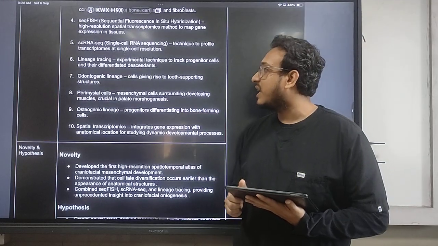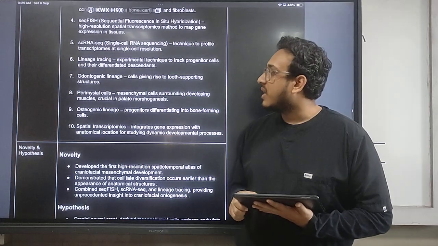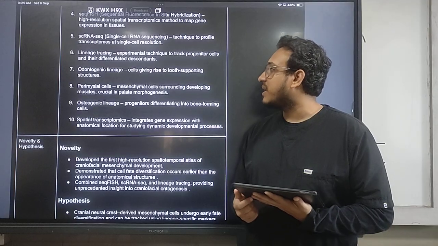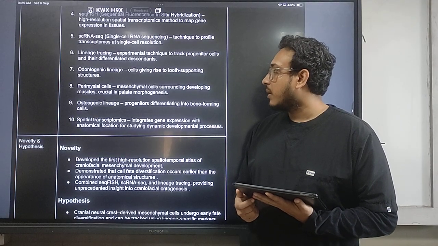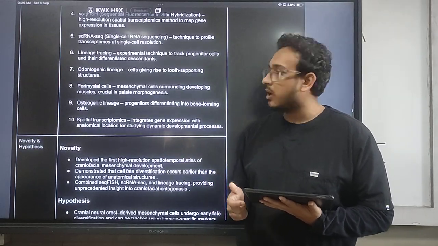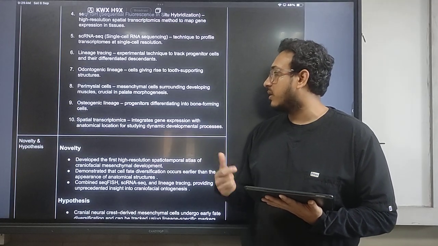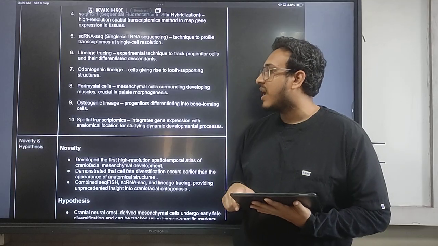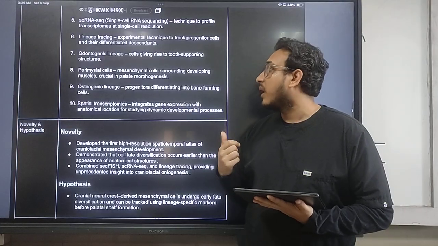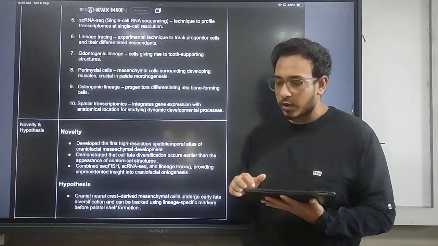Then odontogenic lineage is a cell giving rise to tooth and supporting structures. There are then perimysial cells, they are mesenchymal cells surrounding developing muscles, crucial in palatal morphogenesis. There are osteogenic lineages, they are progenitors differentiating into the bone forming cells. And then there is spatial transcriptomics. This integrates gene expression with anatomical location for studying dynamic developmental processes.